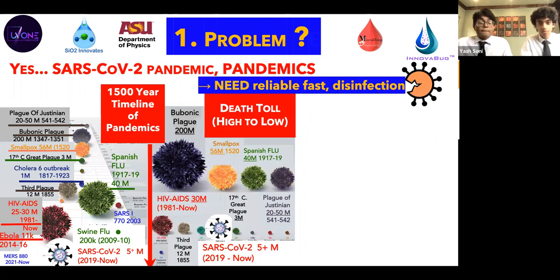This death toll can be compared in this picture. The bubonic plague had a death toll of 200 million, and contrasting that with the SARS-CoV-2 pandemic, which has a death toll of 5 million and counting.